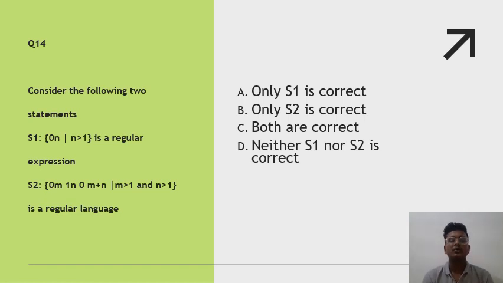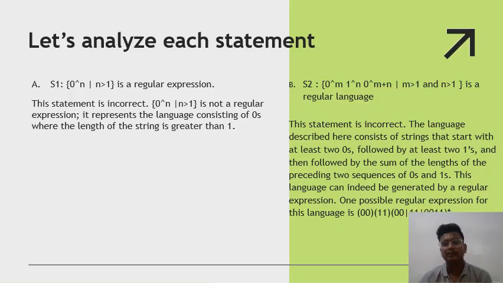On to the next question, which is question 14. Consider the following two statements, S1 and S2. S1 and S2 are both sets. S1 is a regular expression and S2 is a regular language. We need to see whether only S1 is correct, only S2 is correct, both are correct, or neither S1 nor S2 is correct.